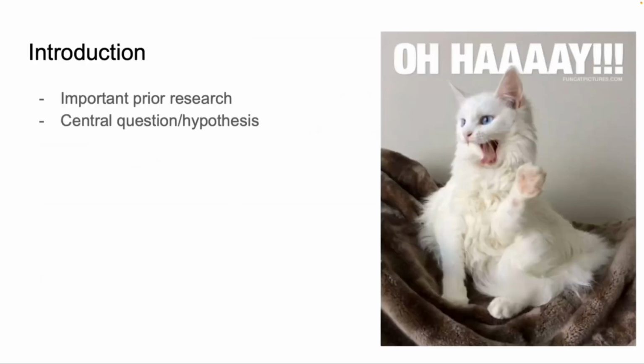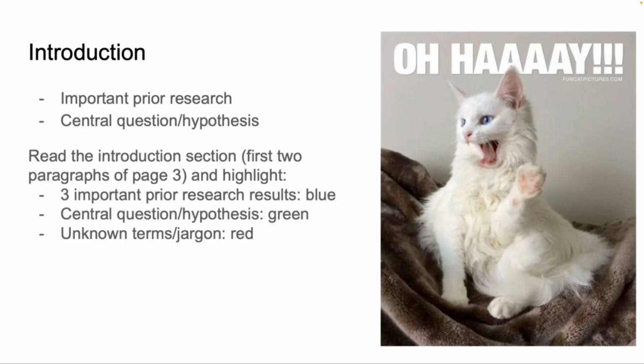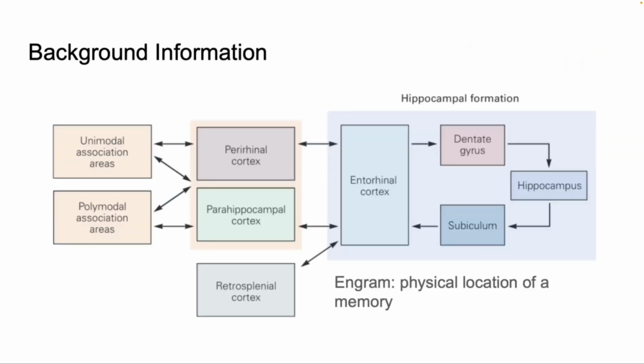Okay, let's move on a little bit. So the introduction is going to primarily be important prior research, and it's also going to include the central question or hypothesis, basically the entire reason why they're doing this paper in the first place. This paper is a little weird because it's kind of an op-ed, I'd say. It's not formatted the way you'd normally see an academic paper. So for this paper, the first two paragraphs are going to be the important prior research. But before we go through that, we're going to cover a little bit of background information that might help you to read this.